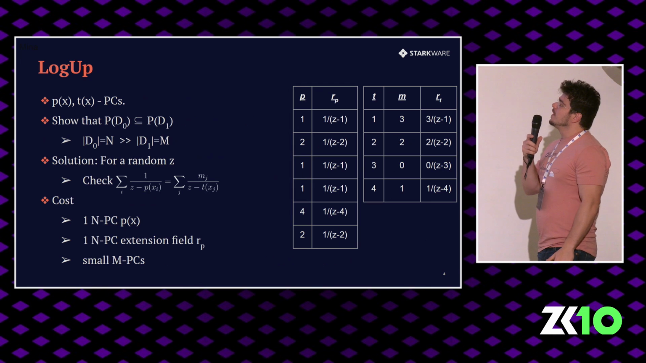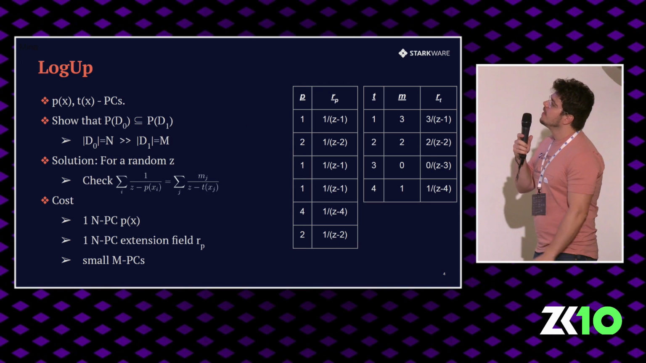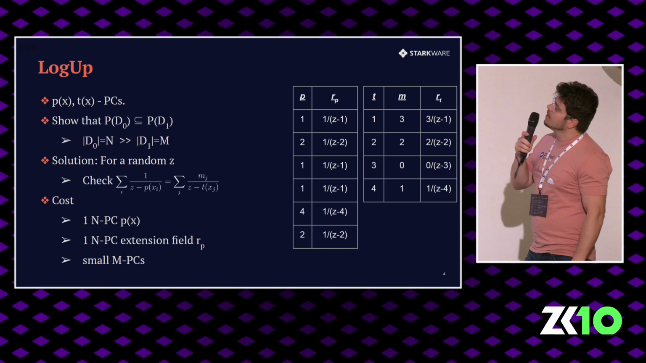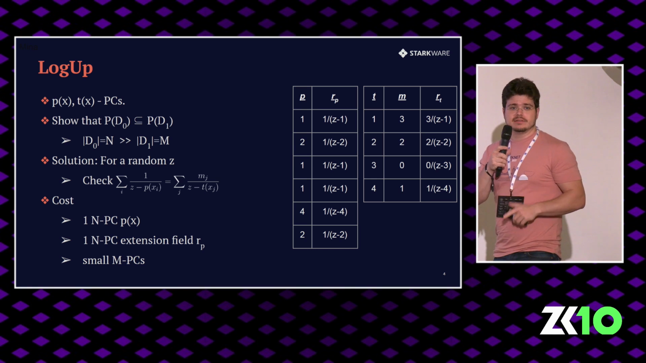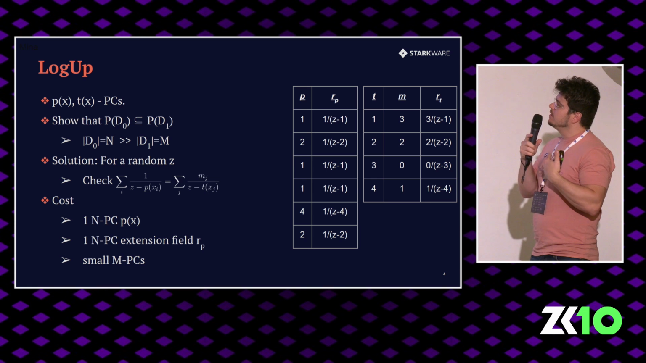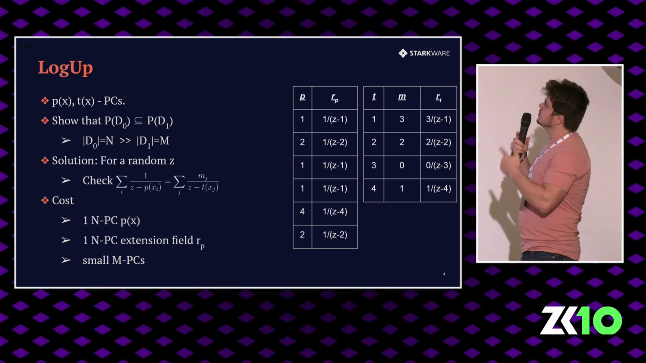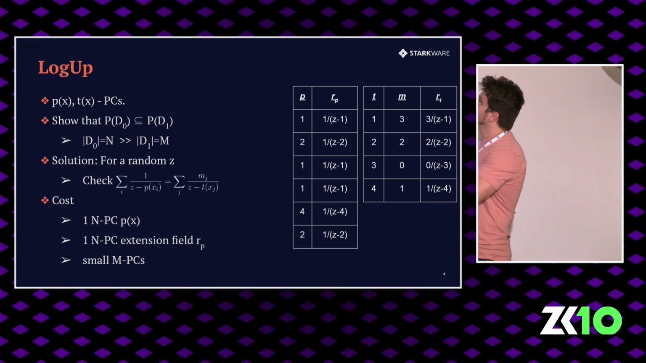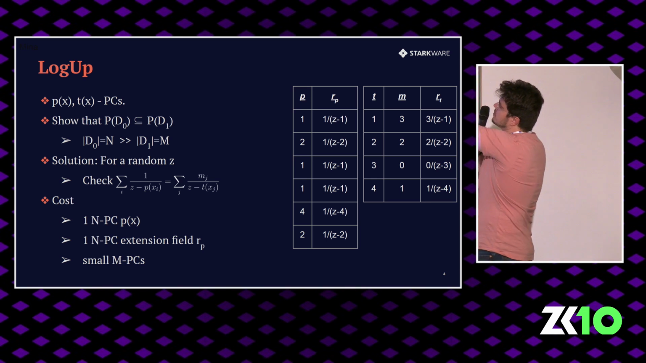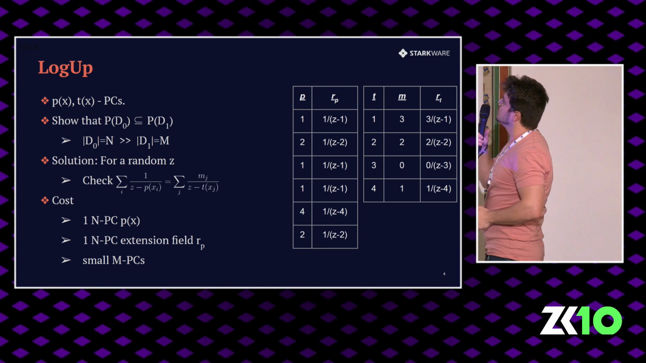Okay, so now lookup. Okay, lookup is another argument. It doesn't want to show that the values of P and Q are the same as multisets. It wants to show that the values of P are contained in the values of Q. There's a typo over there. On the right, it's supposed to be Q.